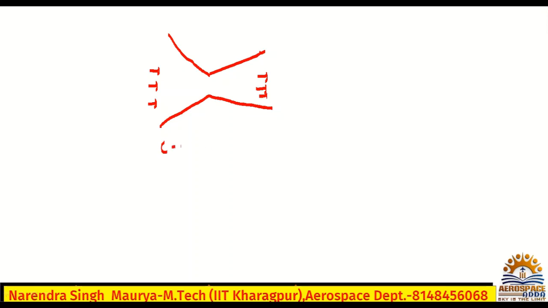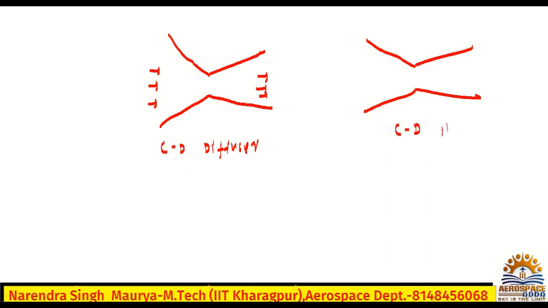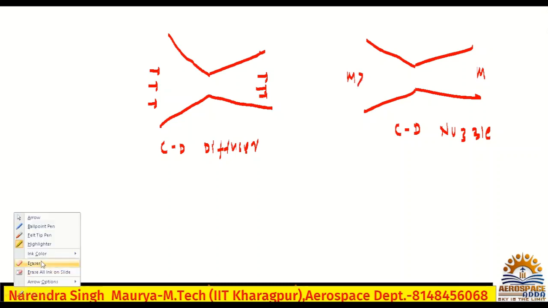This is called a CD diffuser, converging-diverging diffuser, and this is also the converging-diverging part. But I'm saying here, this is a CD nozzle. Why? Because nozzle means what? To accelerate the flow. So obviously this is acceleration of the flow, a CD nozzle. Whatever the Mach number here, suppose this is Mach 2. I'm just writing here, it doesn't matter. It can be supersonic.